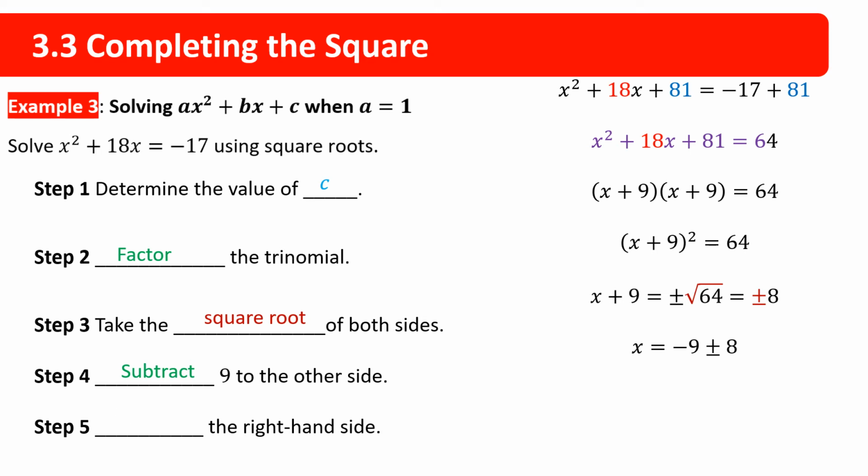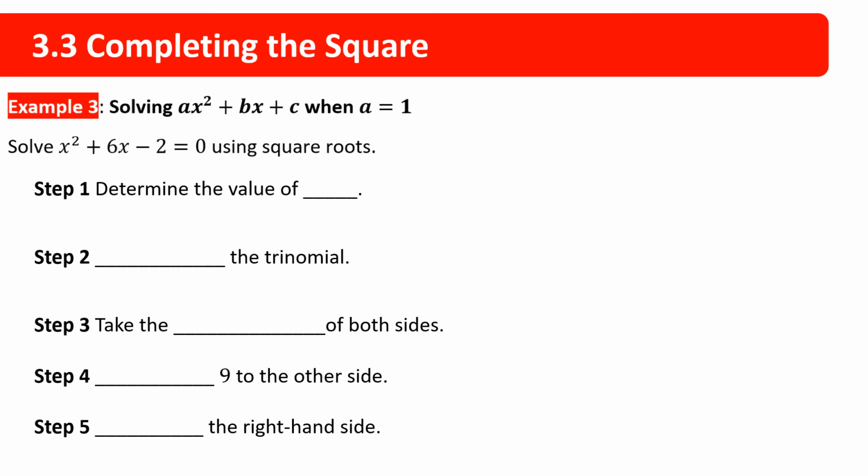And finally, we want to be able to simplify the right-hand side of the equation. There are two equations there, negative 9 plus 8 and negative 9 minus 8. And so our two solutions for this example are negative 17 and negative 1.